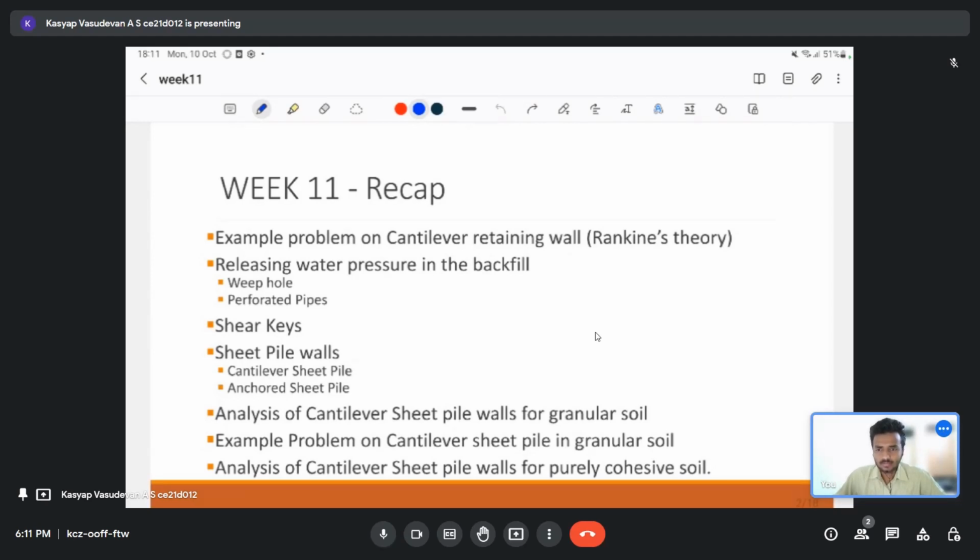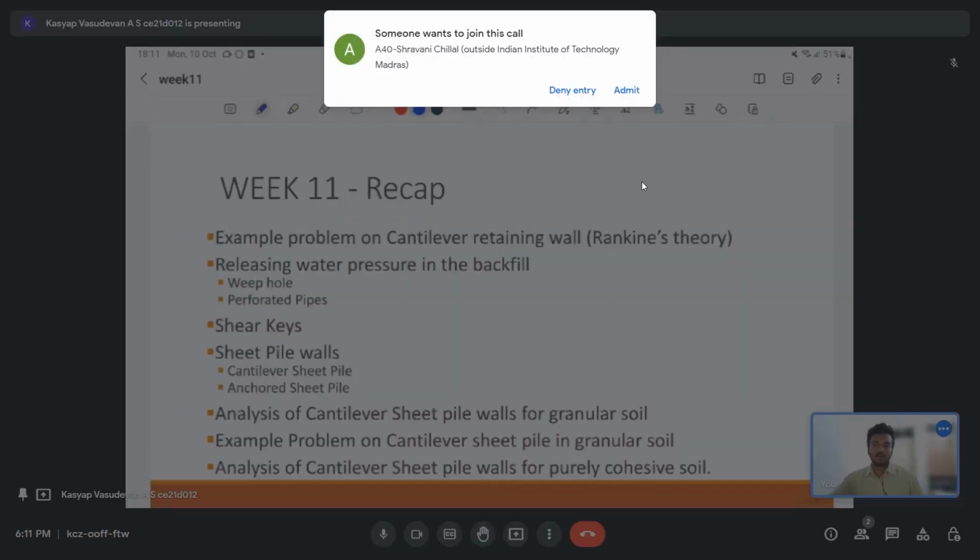After that, certain topics were discussed briefly. For example, releasing water pressure in the backfill. In all retaining structures, when the water table rises, especially in monsoon in the backfill, we have to release it. We have to provide ways for the water to drain out of the backfill. This reduces the lateral pressure, as well as the complications that come with the shear strength reducing, and the water tends to escape.